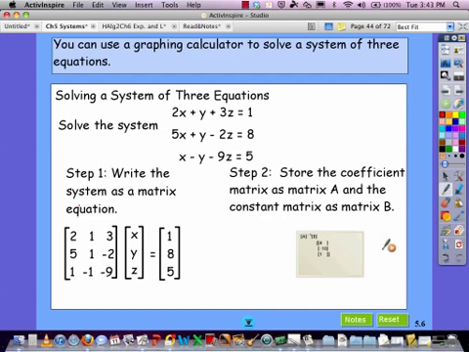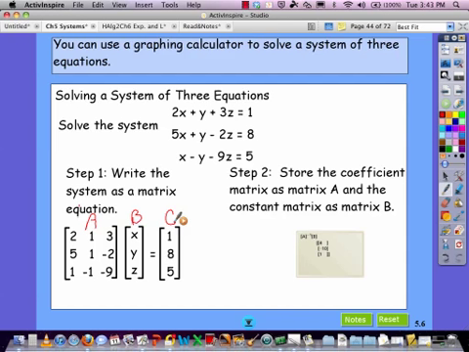But we should be able to store that matrix as a 3 by 3. So let's store this on our calculator as matrix A. Let's store this variable matrix as matrix B. Oops, sorry. Call that matrix B. And then this would be matrix C.